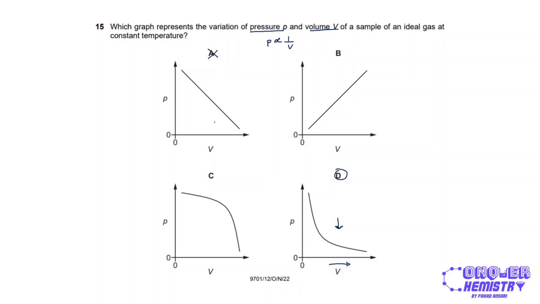And so that's why option A is going to be incorrect, and so is option C, because the curve has to flatten out eventually. It's not going to get steeper. All right, this is the shape of the curve, option D, that you guys have come across before.